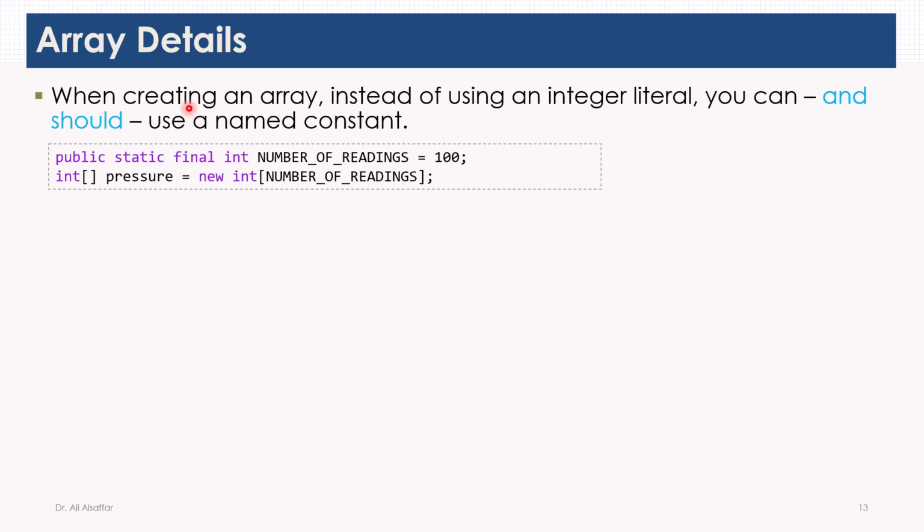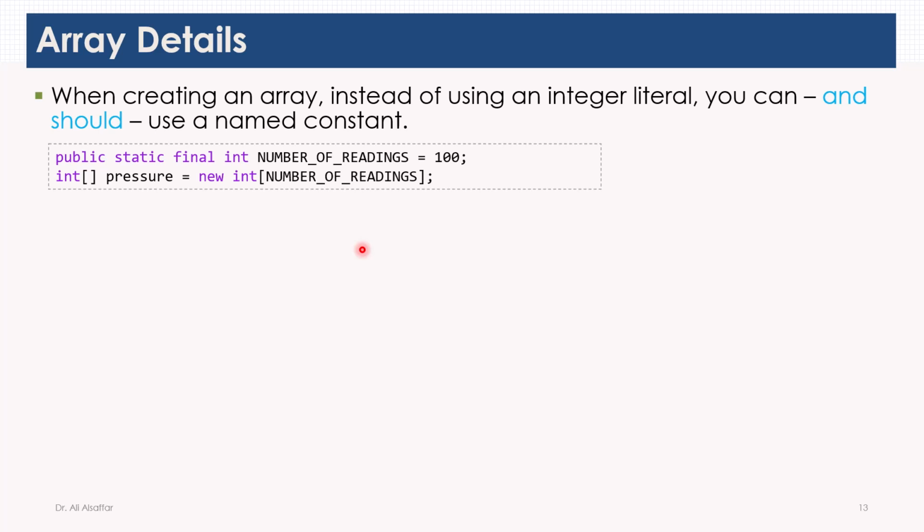First, when creating an array, instead of using an integer literal, like an integer constant, it is better to use a named constant. The reason is that if you have declared an array multiple times in different places in your program with the same integer literal, then later if you change your mind and want to change the size, you have to look into your program for these declarations and change the size of these arrays one at a time.